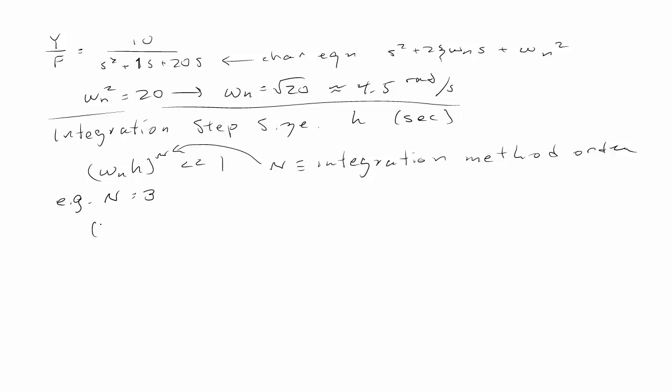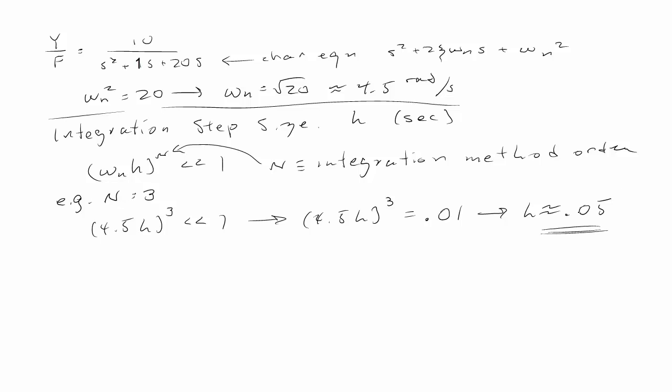Now we do have to pick a value for that much, much less than 1, and I'll just pick 0.01. So we have 4.5 times h cubed has to be much, much less than 1. And again, I'll just use 0.01. There we go. And now I can take the cube root of both sides and solve for h. And if you do all that, you'll get about 0.05. You could go smaller than that and you would be okay.